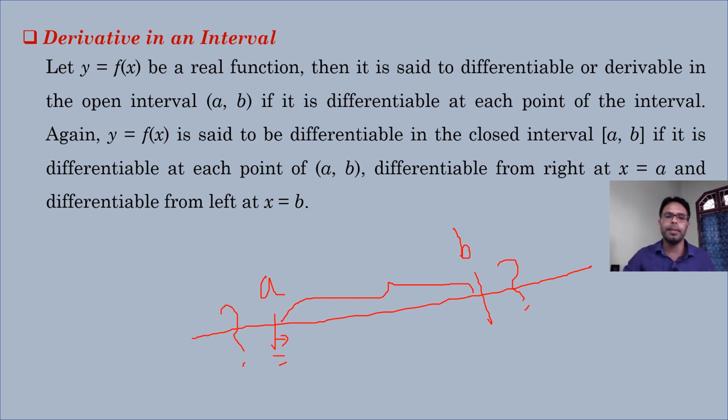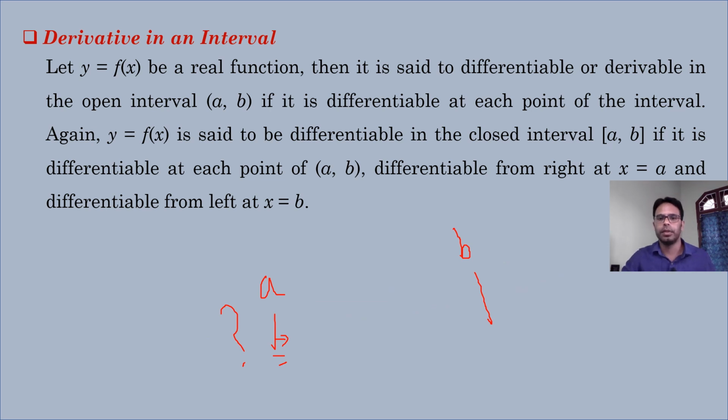So at the point a, the right hand derivative should exist, and at the point b the left hand derivative should exist. This is RHD to be taken for x = a and LHD for x = b. At those two points the function should be differentiable, as well as at all points between a and b. If this condition is satisfied, then we say that the function is differentiable in the closed interval [a, b]. I think it is clear to you.